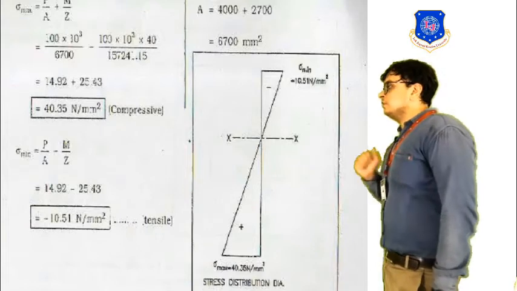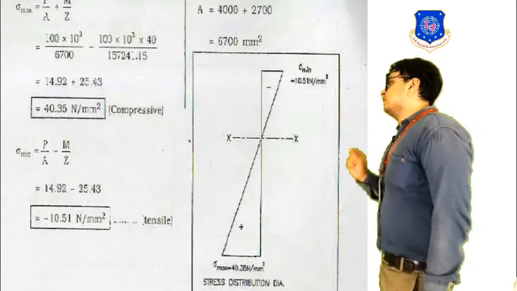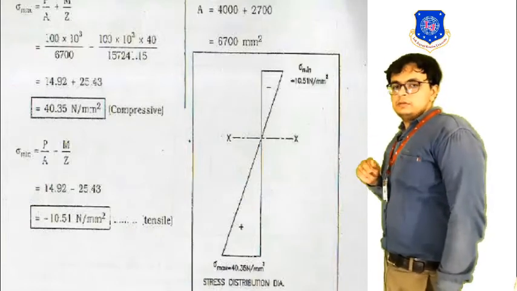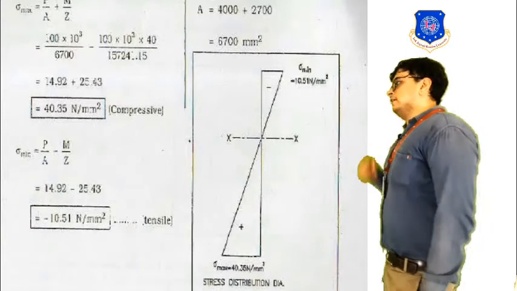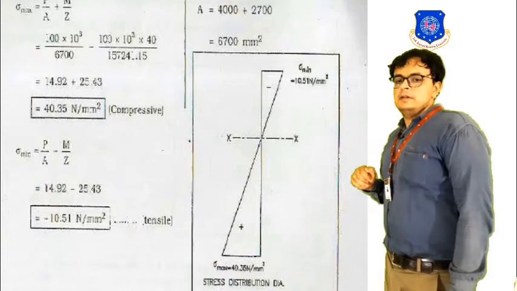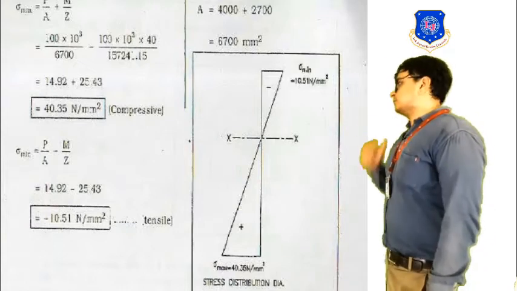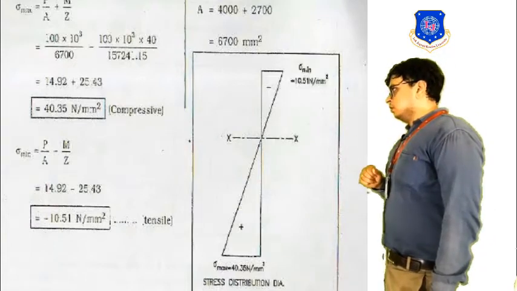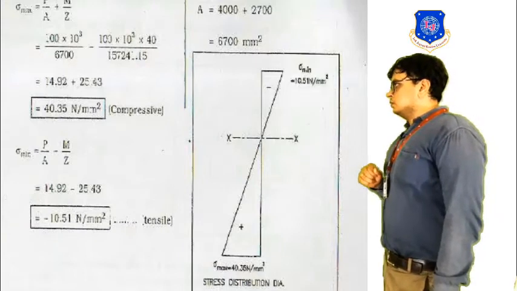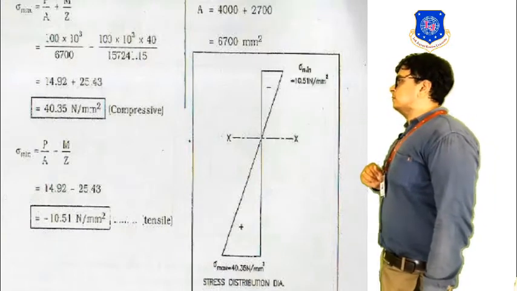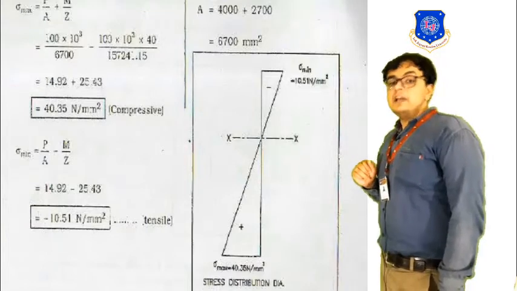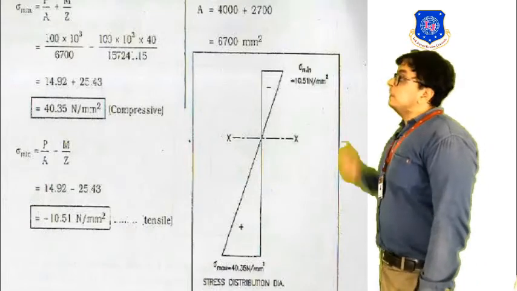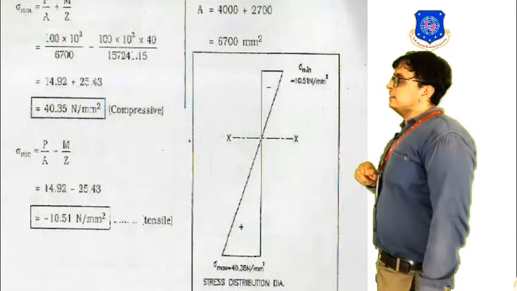Its tension value is nothing but 10.51. Whatever value we get for the tension, we will put it over here, and yes, this will be our value for the tension. So we are getting the tension of 10.51 Newton per mm square at the top, and we will be designating it by the negative sign.